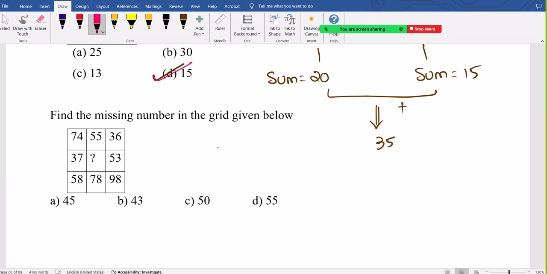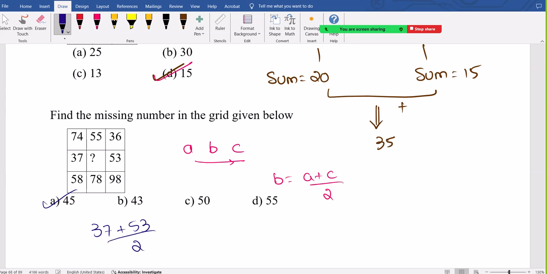Here, A, B, C: B is nothing but A plus C divided by 2. 74 plus 36 is 110. 110 divided by 2 is 55. 37 plus 53 is 90. Divided by 2 is 45.